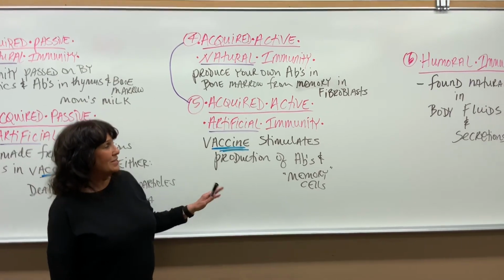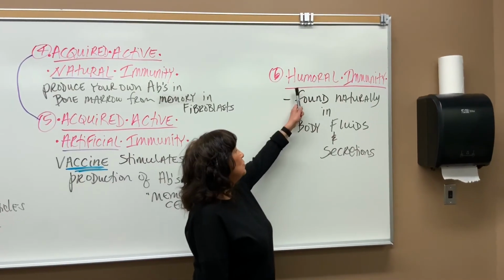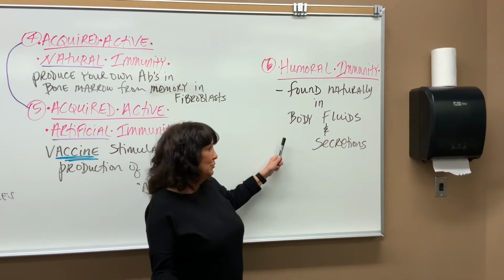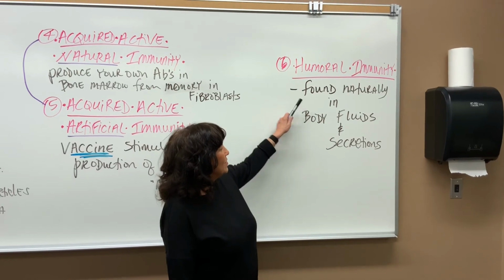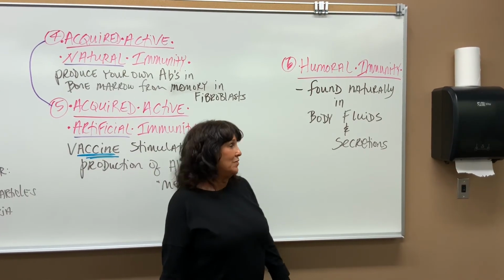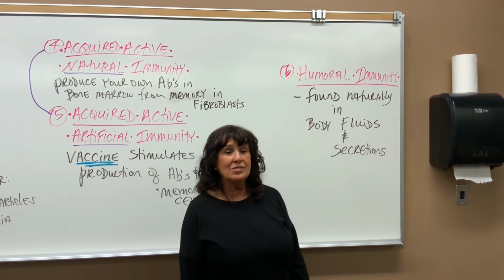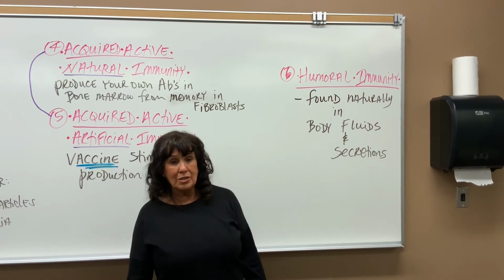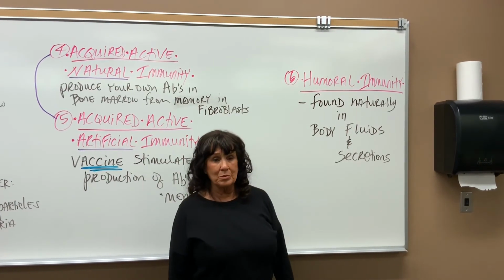And then the last type of immunity that we have is called humoral immunity. This is found naturally in your body fluids and your secretions. You are going to make these antibodies, and they're going to be found in all your body fluids and secretions, like saliva, tears, sweat, milk, those kinds of things. And so the term for that is humoral immunity.